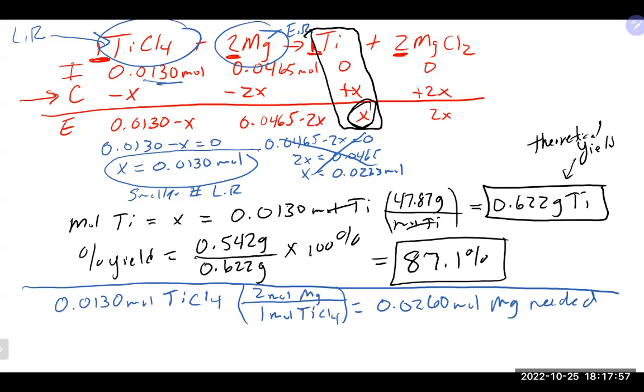What you would want to compare is how many moles of magnesium you needed to how many moles of magnesium you started with. And in this case, we started with 0.046. We would only need 0.026. So we actually do have enough. And that would tell you the exact same thing that we figured out, that the magnesium is the excess reagent and the TiCl4 here is the limiting. So regardless of what method you choose, there has to be a point where you do some type of calculation to determine which one's the limiting reagent.